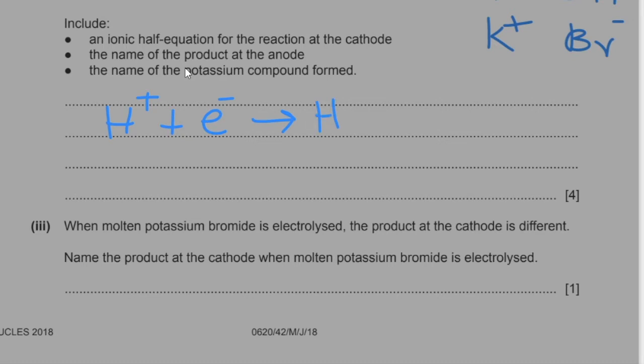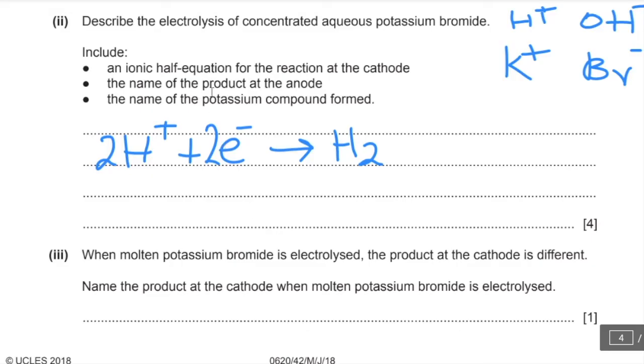But since hydrogen exists in its diatomic molecule form, we need to have a hydrogen molecule on the product side, and for this same reason, we need to have two hydrogen ions to start with. That means a total of 2+ charge, which would mean adding 2 electrons to cancel out the charge, not neutralize. The name of the product at the anode.